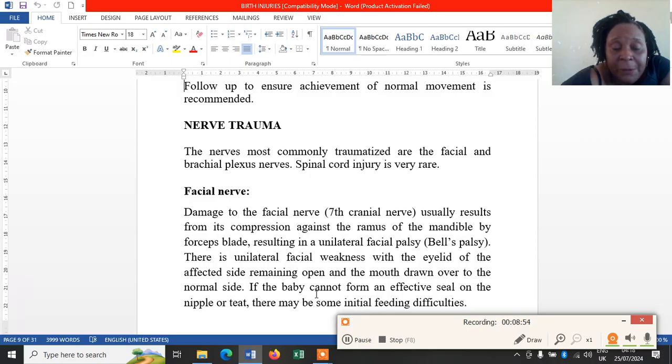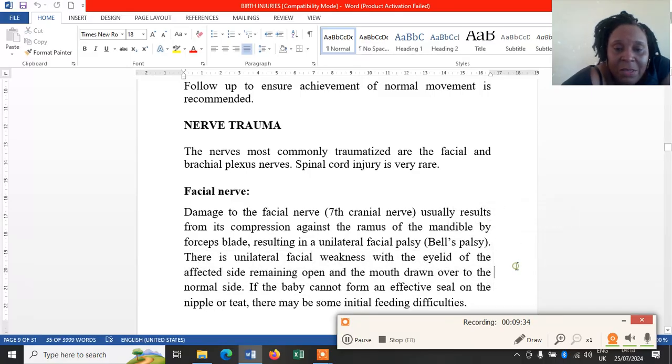They may also be there. But let us look at the common nerves injured. And the common nerve, one is called the facial nerve. The facial nerve has its roles. One is to move the muscles that involve the face, including speaking, chewing, smiling, and facial expression. So it is a role of a facial nerve to have all those functions.